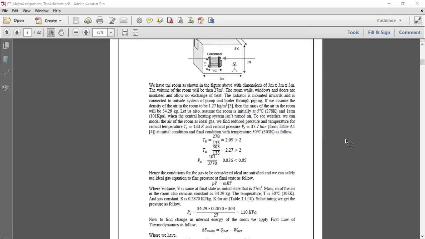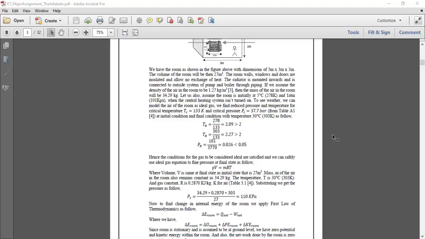whether the ideal gas assumption holds for our assumed pressure and temperature. Since we have the reduced temperature ratio greater than 2 and reduced pressure ratio less than 0.05, hence we can safely proceed to find the change in internal energy, considering it as an ideal gas. And in order to find the internal energy of this room going from 5 degrees Celsius to 30 degrees Celsius, for which we had assumed ideal gases, the internal energy will only depend upon the temperature. Since it is an ideal gas, thus we find specific internal energies.